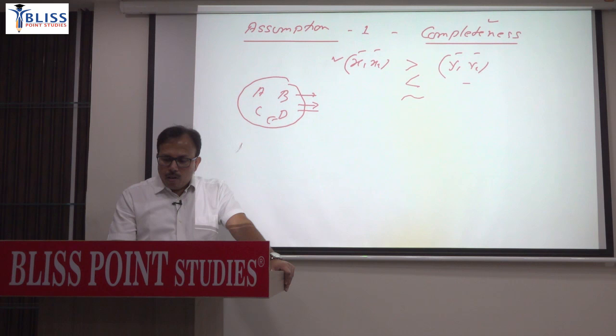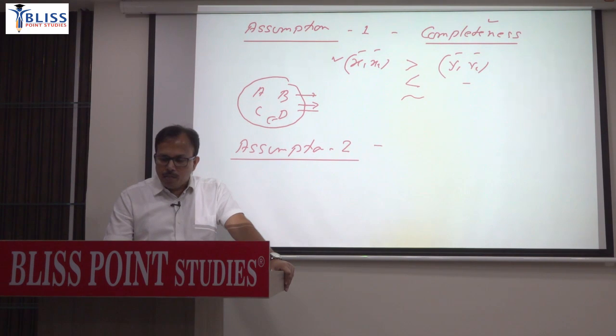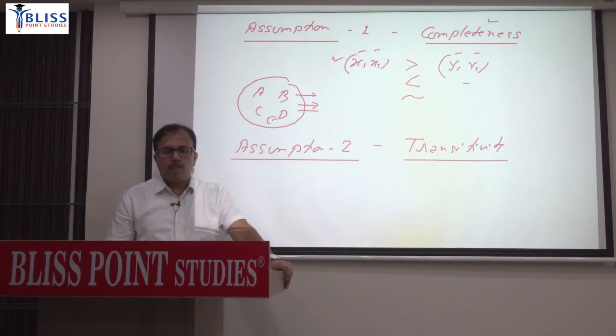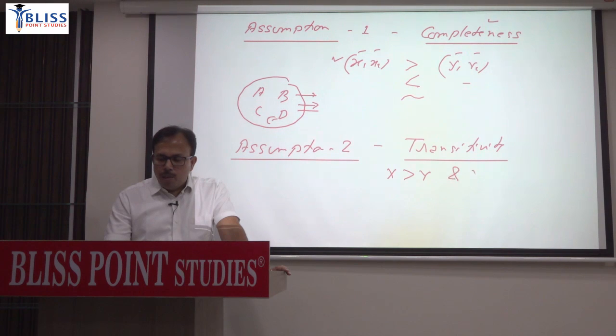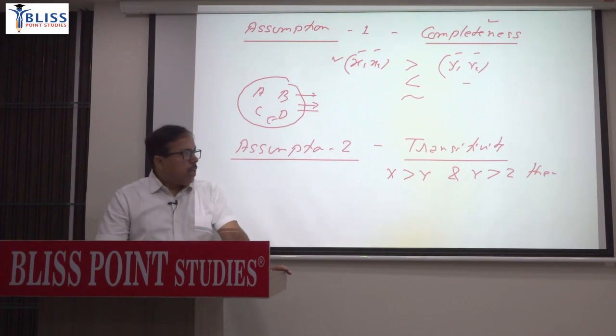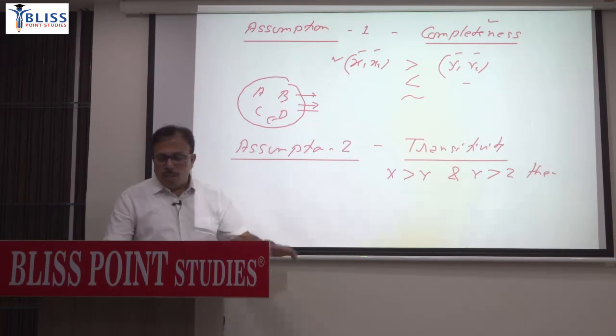Then move to assumption number 2. The second assumption talks about transitivity, and transitivity actually means that if X bundle is preferred over Y bundle and Y bundle is preferred over Z bundle, then X will be preferred over Z.